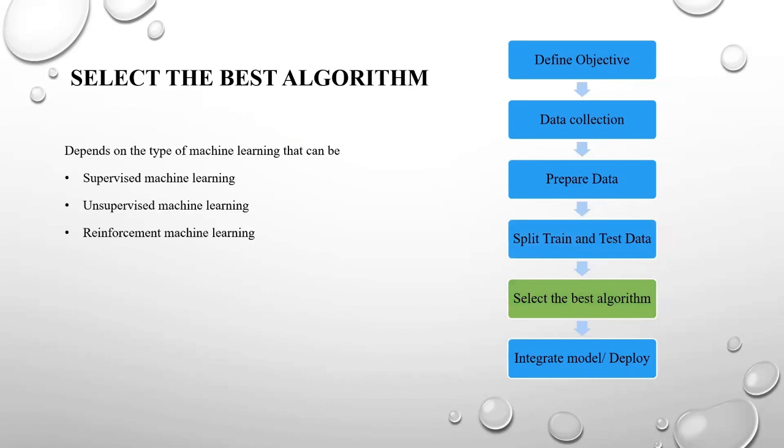Now the next step is select the best algorithm. After the data analysis, you can use your data in any type of machine learning algorithm. These are of three types: supervised, unsupervised, and reinforcement.